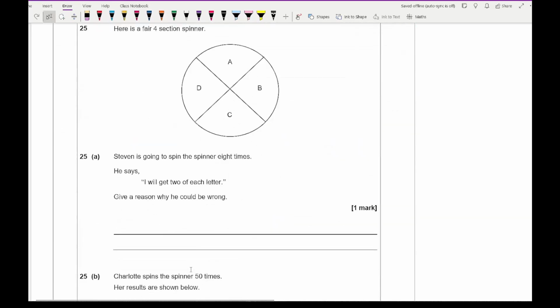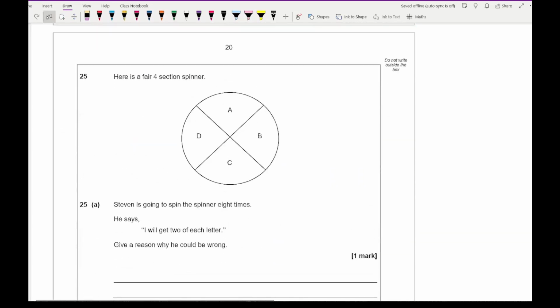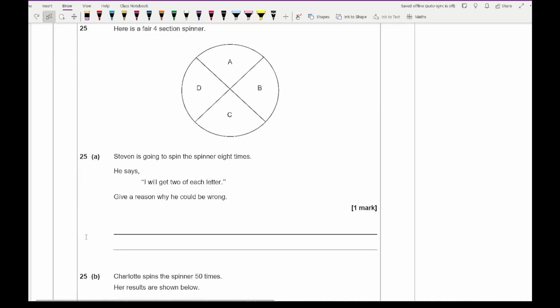Then moving on to question 25, it says here is a fair spinner, split into 4 sections. Stephen is going to spin the spinner 8 times. He says that I'll get 2 of each letter. Give a reason why it could be wrong.